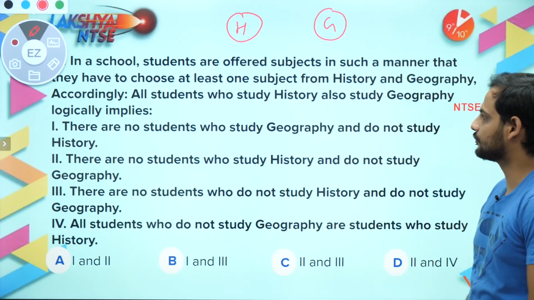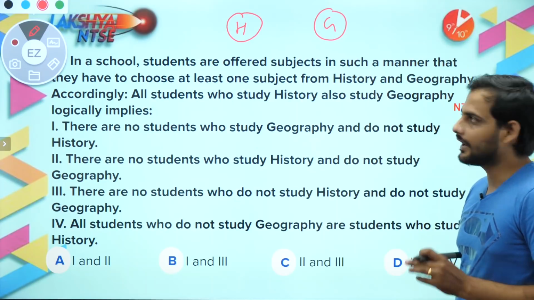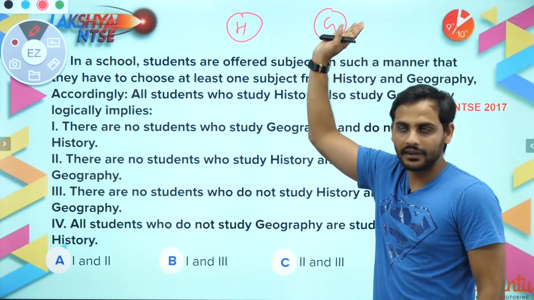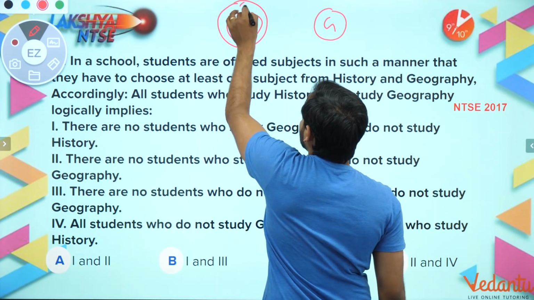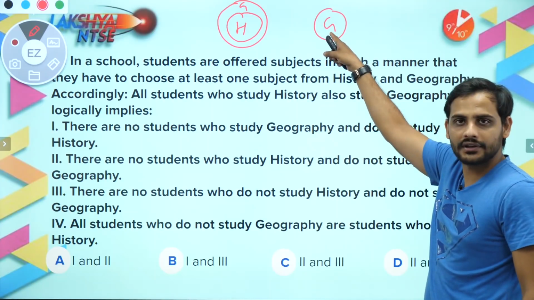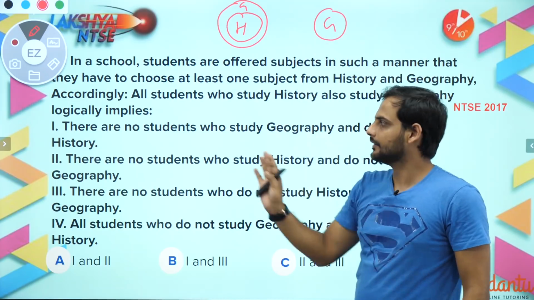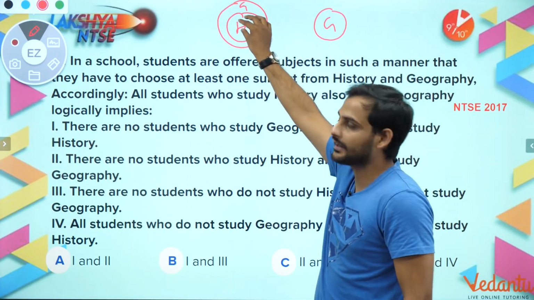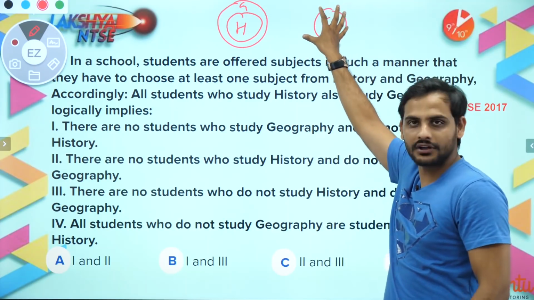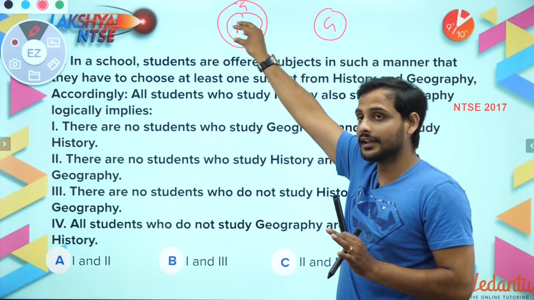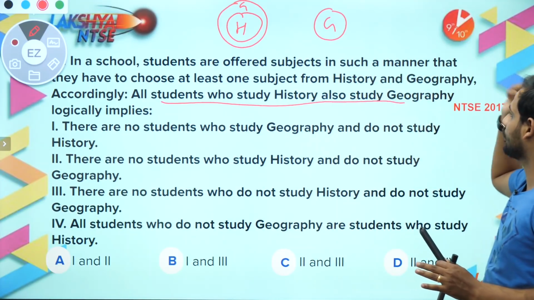Now the next thing they are saying, children, is that all students who study history also study geography. So there are some students who are studying geography. Then, okay, those who are studying history are also studying geography. So there are two types of students: those who are studying only geography, and those who are studying history, who are also studying geography as well. Right? So the Venn diagram will be: some of the students are studying history, all the students are studying geography. Why? Because those who are studying geography are already studying it. Now those who have taken history also study geography. All students who study history also study geography.